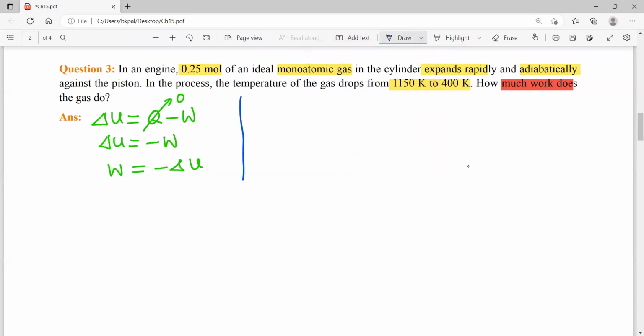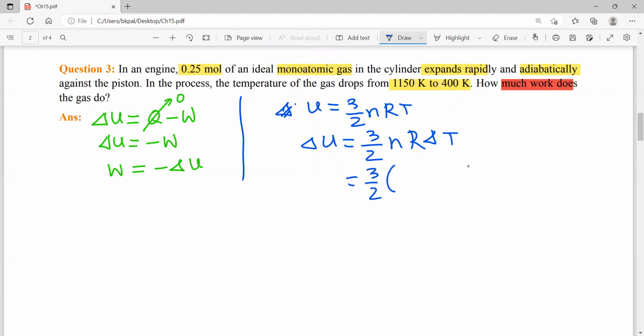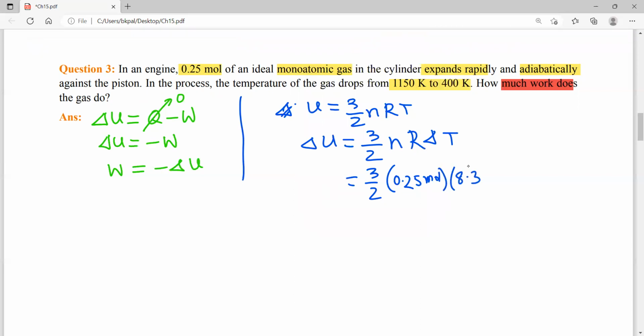For a monoatomic gas, remember that the internal energy was 3/2 nRT. So delta U, the change in internal energy, would be this. So 3/2, and this is 0.25 mole. The universal gas constant is 8.314 joule per mole per Kelvin. And then delta T, the final temperature minus initial temperature. Final temperature is 400 Kelvin minus 1150 Kelvin. The direction is important. Delta T means final temperature minus initial temperature, and final here is 400 Kelvin and initial is 1150 Kelvin.